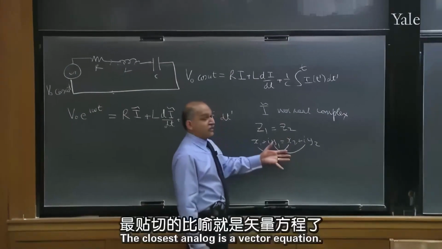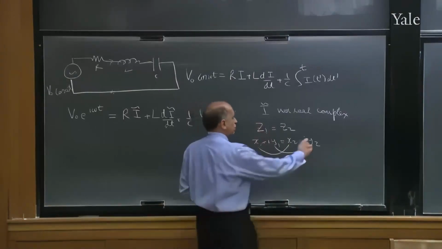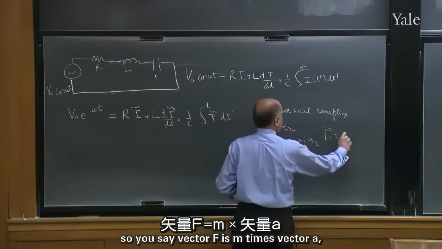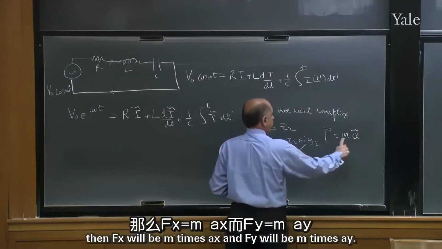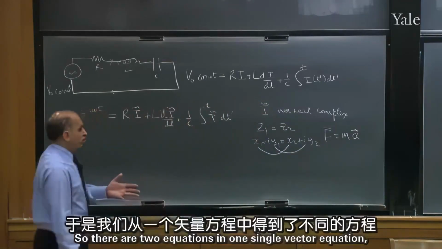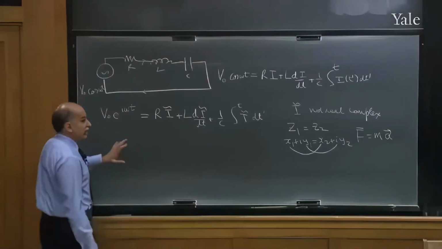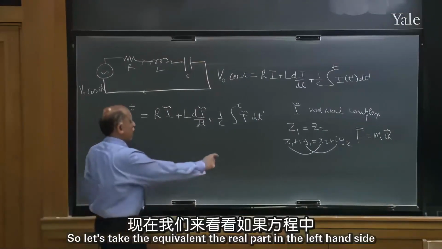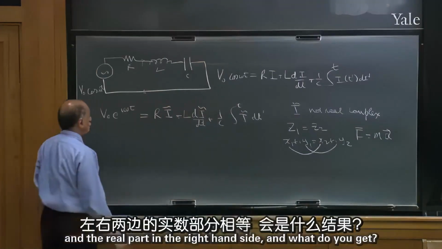Closest analog is a vector equation. If you had a vector equation and you equate two vectors, say you say vector F is m times vector a, then Fx will be m times ax and Fy will be m times ay. So there are two equations in one single vector equation, or three in 3D. In a complex equation, there are two equations. So let's take the real part on the left-hand side and the real part on the right-hand side. And what do you get?